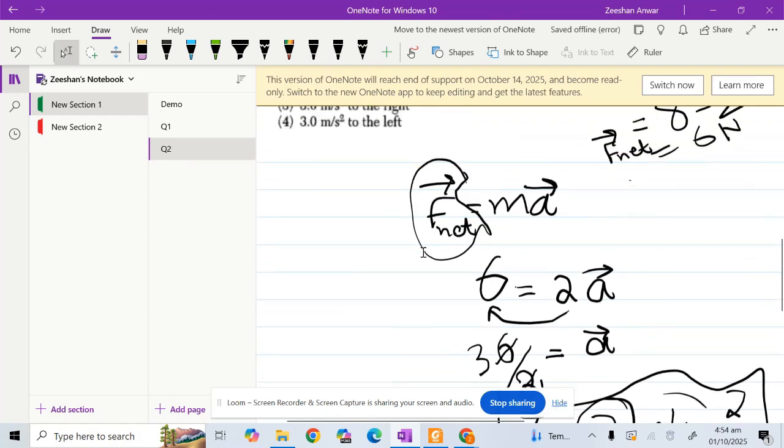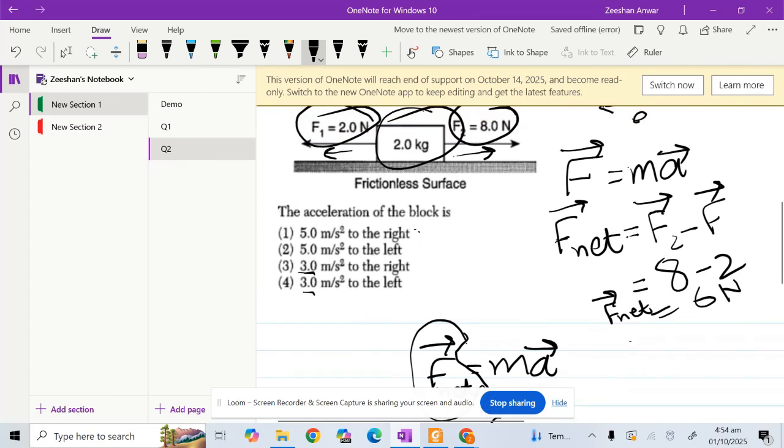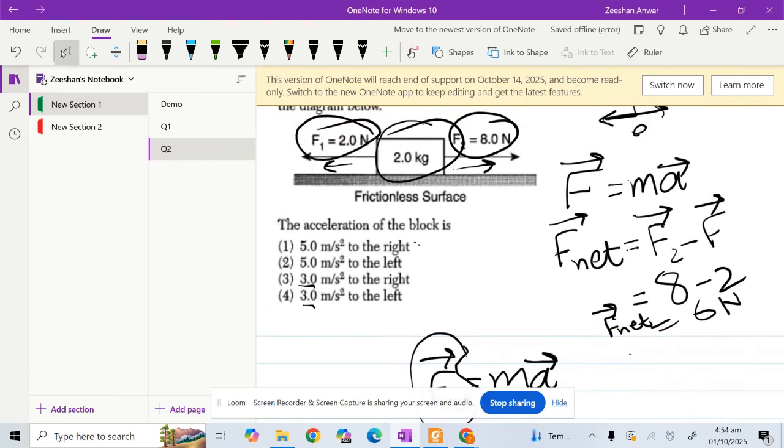So we will see which option is correct. First option is 5, that is incorrect. Second option is 5 meter per second to the left, which is also incorrect. Third option is 3 meter per second, and fourth option is also 3 meter per second. So we have to discuss its direction now. As for direction, as you can see, the 8 Newton force is greater, because the numerical value of 8 is greater than 2, and the net force is 6.